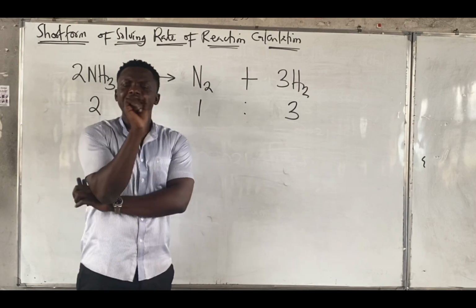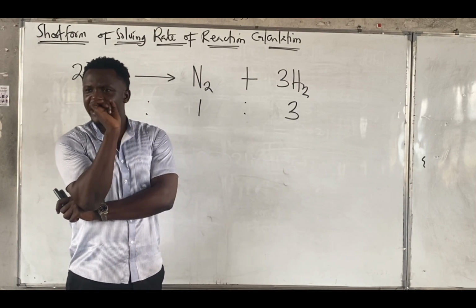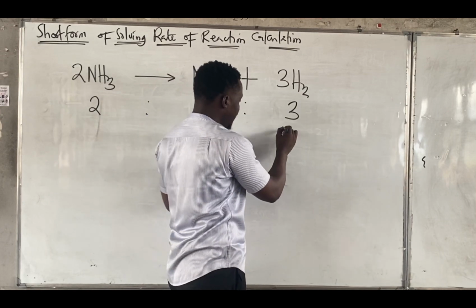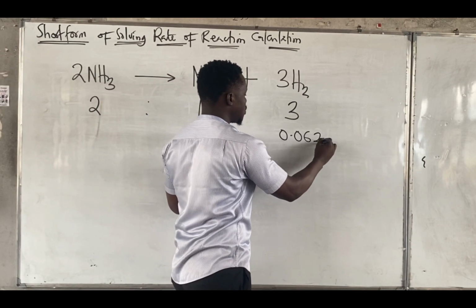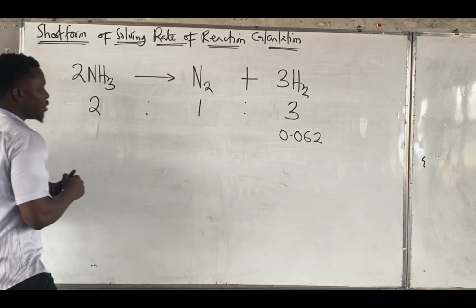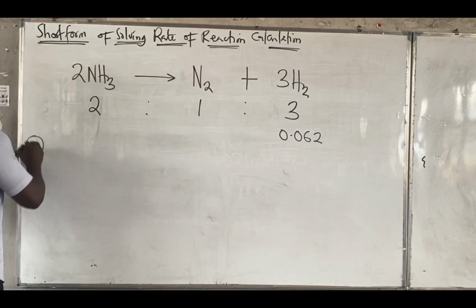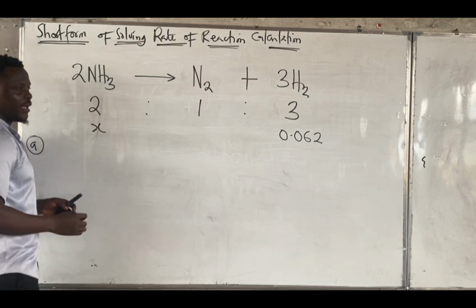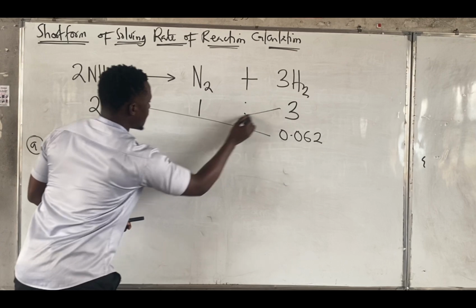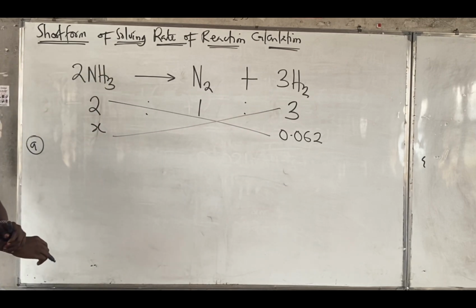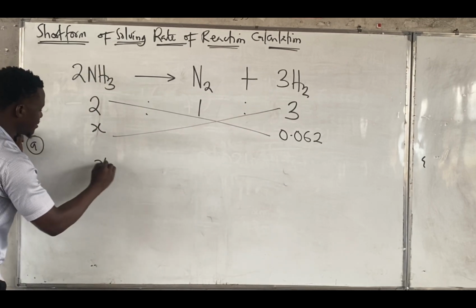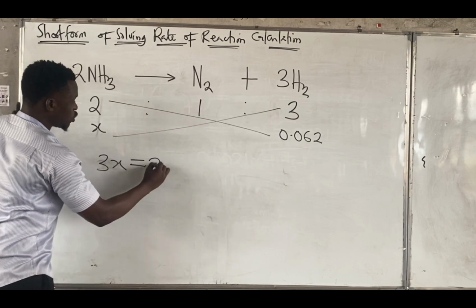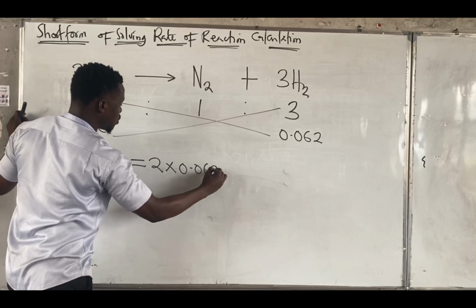Now look up. In that question, they gave us the rate of formation of hydrogen. Is it not so? Yes. So you come under this one. They gave us this to be 0.062. Finish. So for the first one, for A, I was asked to solve for ammonia, right? Yes. Come here, under ammonia, put what? x. Cross multiply. Now this becomes x. This becomes 3x. 3 times x is 3x equals 2 times 0.062.